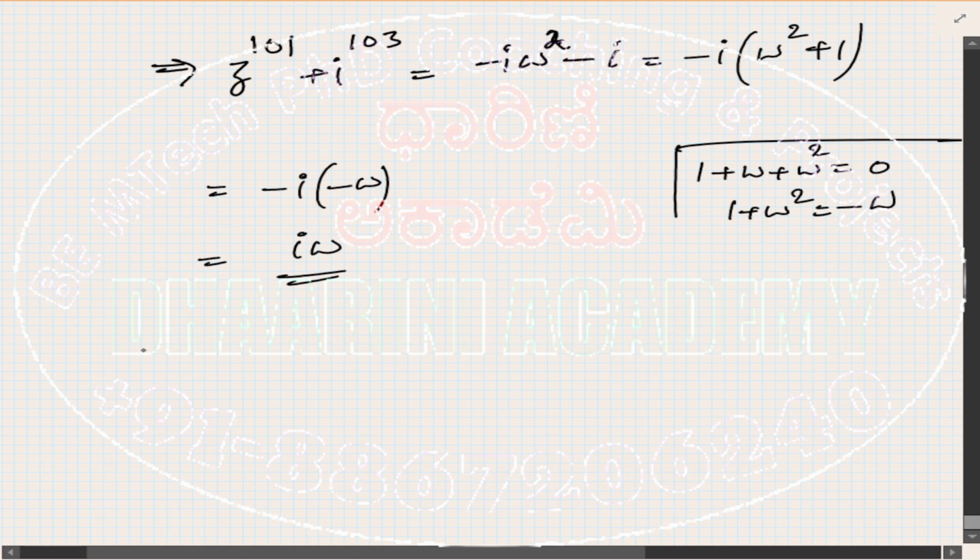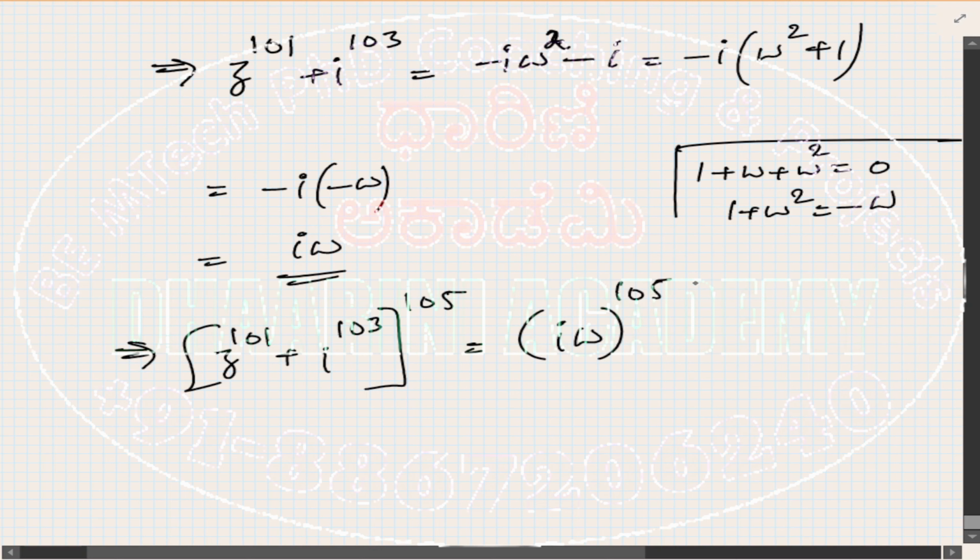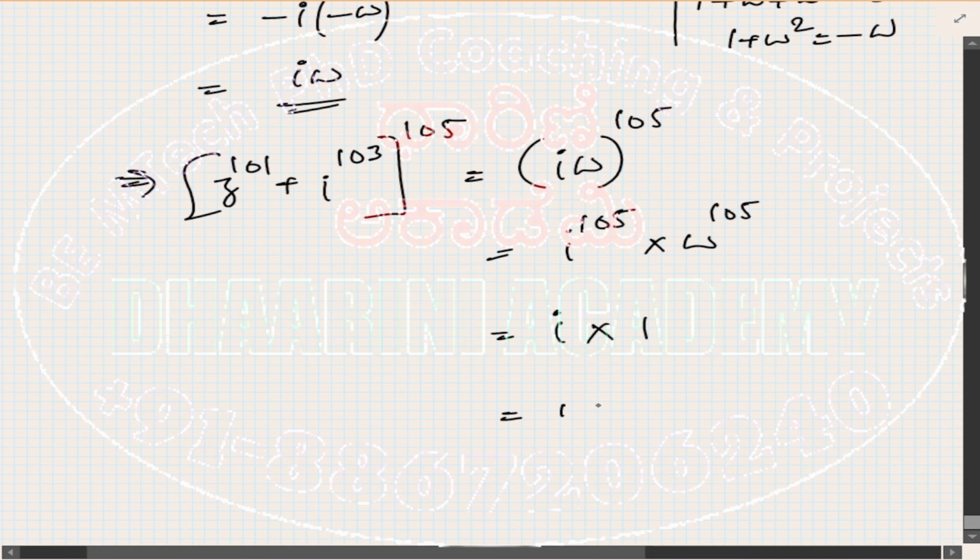So now you raise this. The question, z to the power 101 plus I to the power 103, to the power 105, is nothing but simply I omega raised to the power 105. Correct? So this is I to the power 105 into omega to the power 105. What is I to the power 105? 104 is a multiple of 4, and the next number is I, so this is I into omega to the power 105. When you calculated, I think you got 1, right? This part is 1. So the final answer is I.